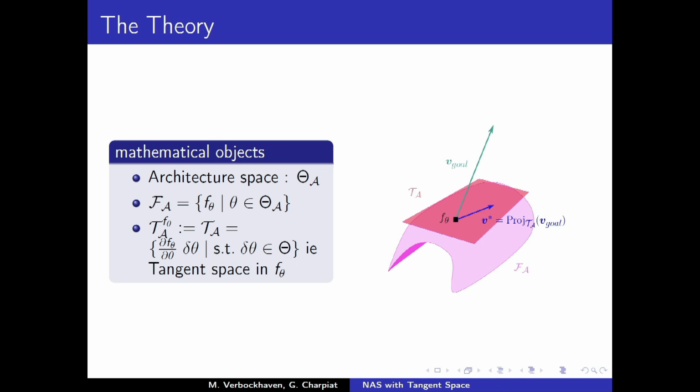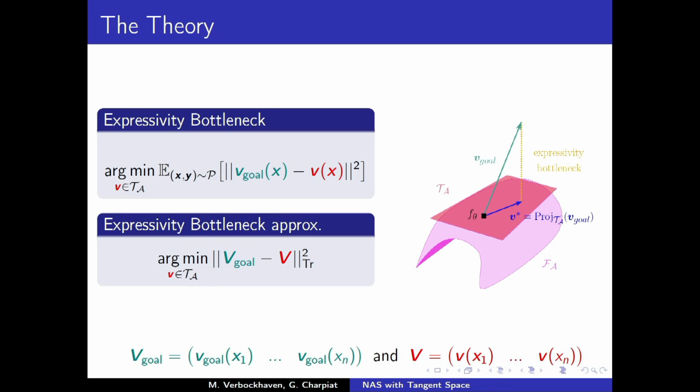And you can also define the projection of this function on the tangent space. And actually, we call the expressivity bottleneck the distance you have here. So it is the difference between the direction you want to go and what you can actually do. Mathematically speaking, this is the minimum of the expectation of the distance between the desired update at point x and the possible update. In fact, you minimize over the possible update in the tangent space.